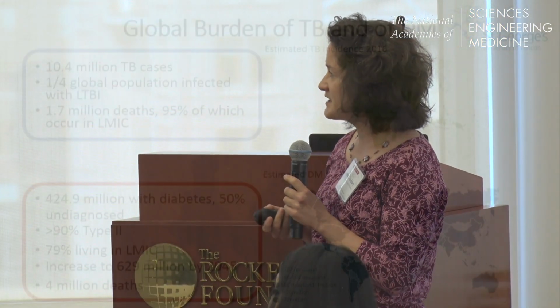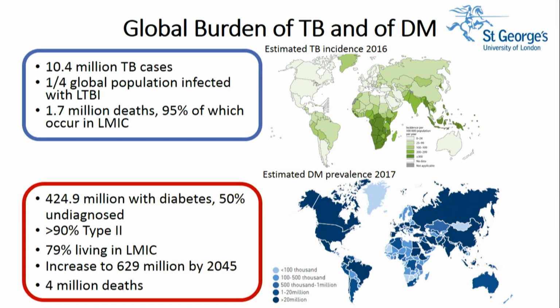So we know that TB is still the leading infectious cause of mortality globally, about 1.7 million deaths annually, 10.4 million active TB disease cases annually. And we know that about a quarter of the global population is likely to be infected with latent TB, LTBI.